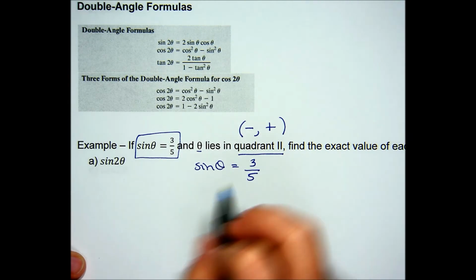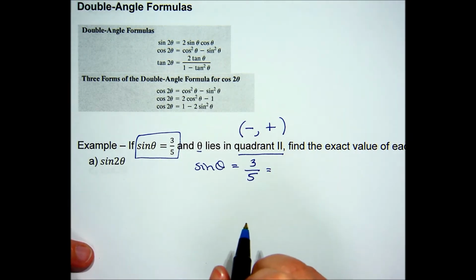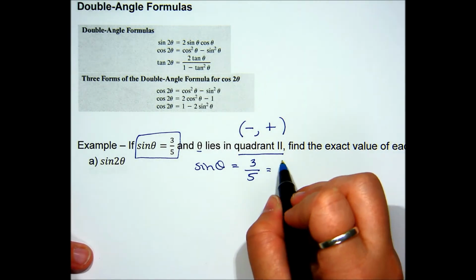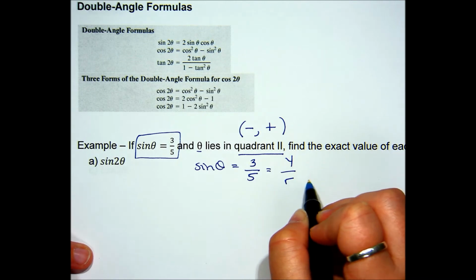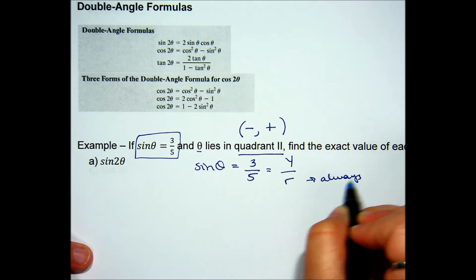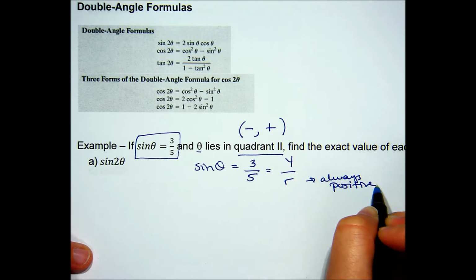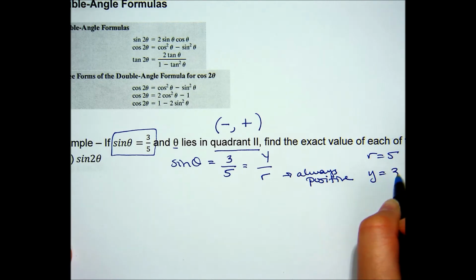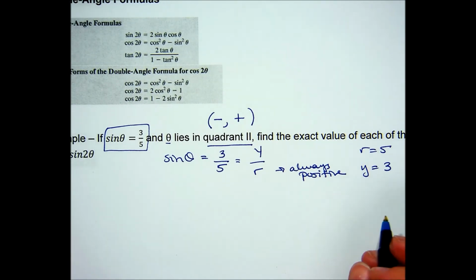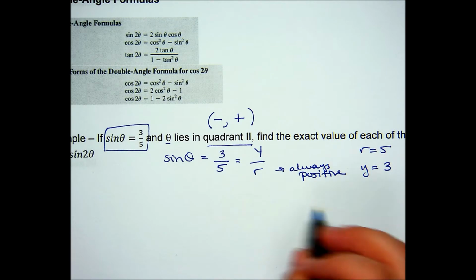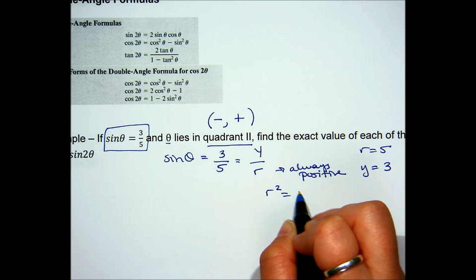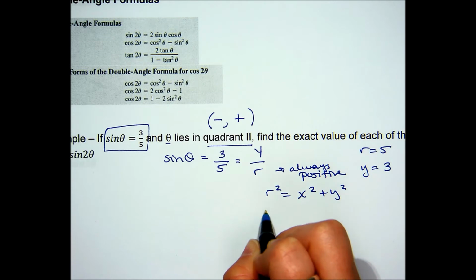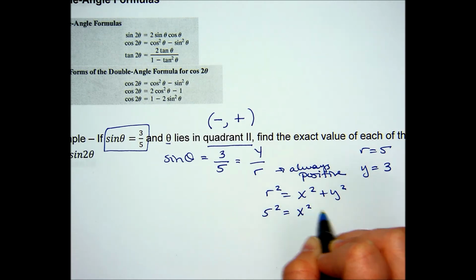if sine theta equals 3/5, now on the unit circle you will not find a y of 3/5, which means this is not on the unit circle, which means that this sine is y over r. R is always positive, which means that r is equal to 5, y will be 3. Well, if I know r and I know y, I better go figure out what x is. So I've got r squared equals x squared plus y squared. So I have 5 squared equals x squared plus 3 squared.